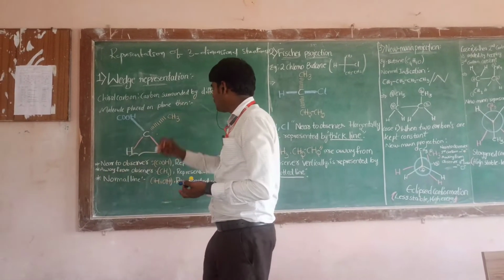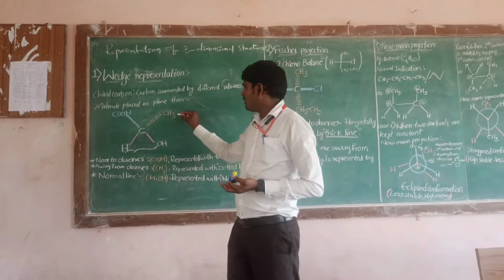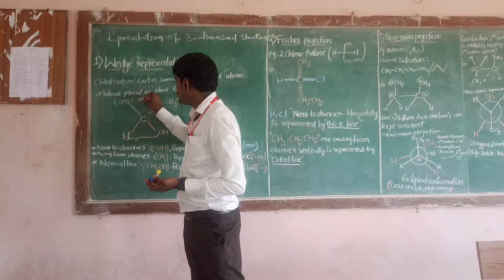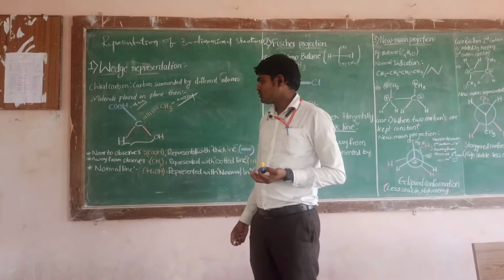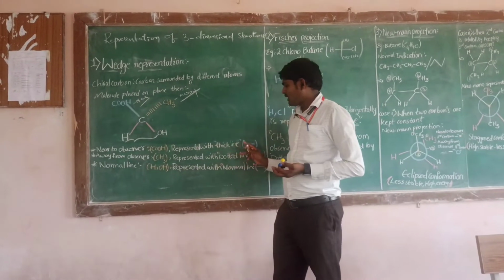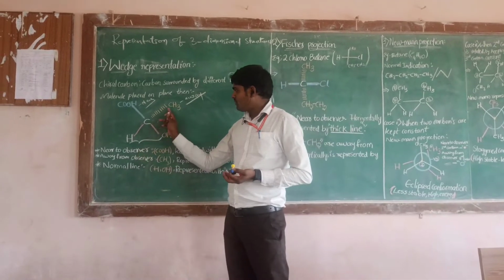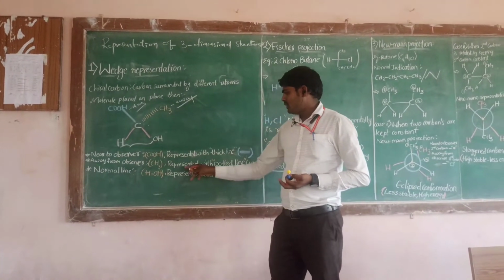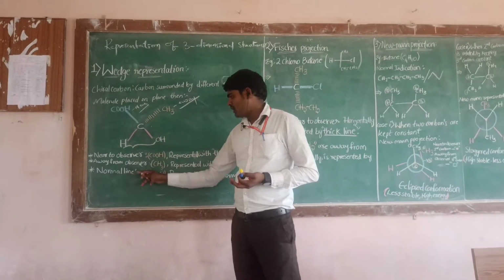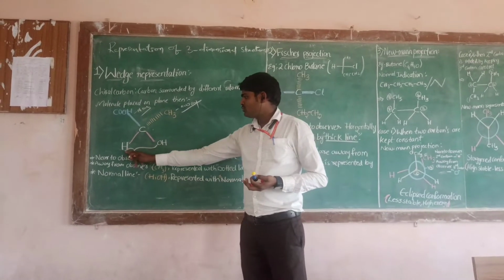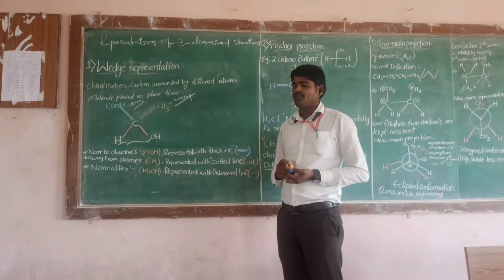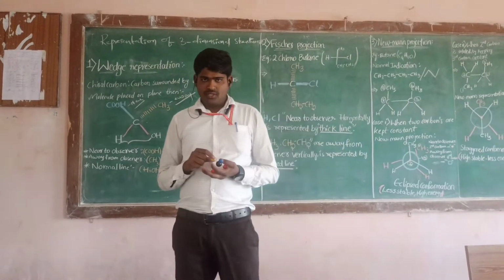So these two are normal line indication, these are away from observer indication, and this carboxylic acid is near to observer indication. So I have represented here near to observer carboxylic acid by a thick line, away from observer the CH3 by a dotted line, and the remaining two atoms, hydrogen as well as alcohol, by normal lines. This is for wedge representation.